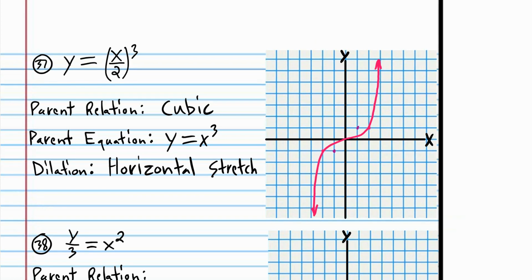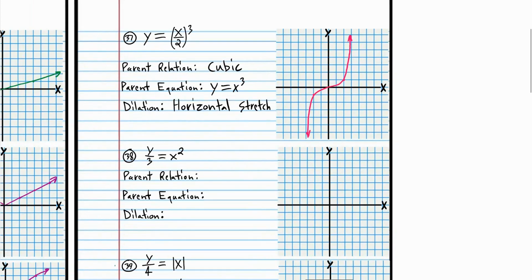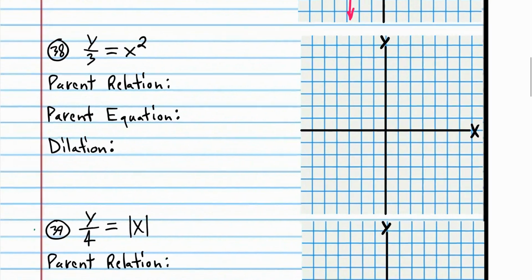And there you go. So we took the purple graph and we stretched it out. We pulled it out and it became the pink graph. Alright, let's try one more of these before you do one on your own.